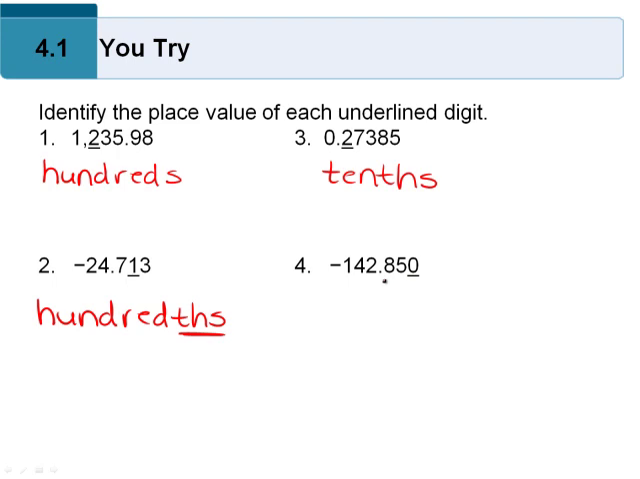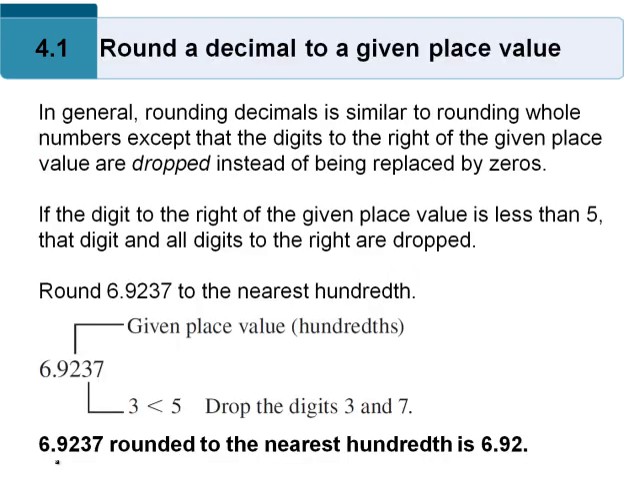Just look at the digit. The 0, we're going to count back from the decimal point. Tenths, hundredths, thousandths. So that would be in the thousandths place. All right. So now we're going to look at rounding decimals.